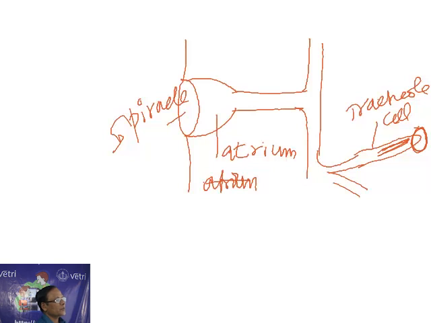Now, exchange of gases takes place between the fluid present in the tracheal cell and the tissue or the cell by diffusion. In that manner, oxygen is supplied to the tissues directly and carbon dioxide is removed directly from the cells. That's why the system is called direct respiration. There is no involvement of blood because of the absence of respiratory pigment. It is the tracheal system that supplies oxygen to the cells and removes carbon dioxide.